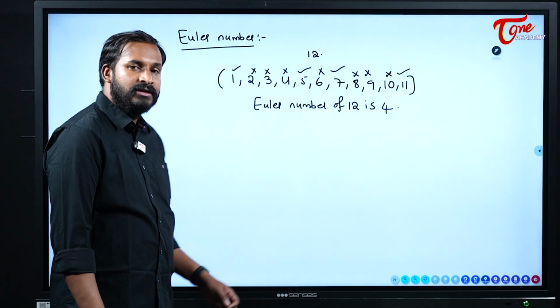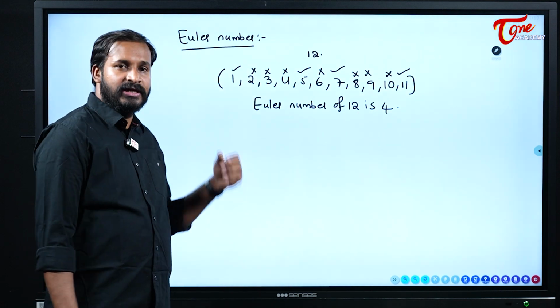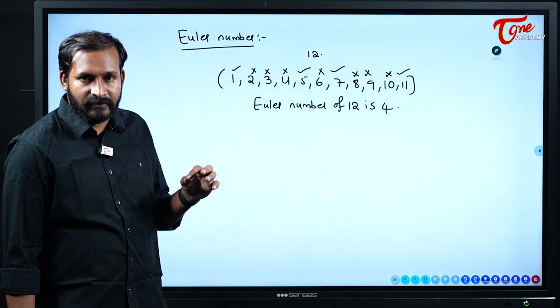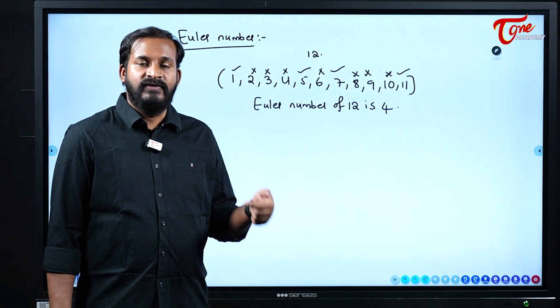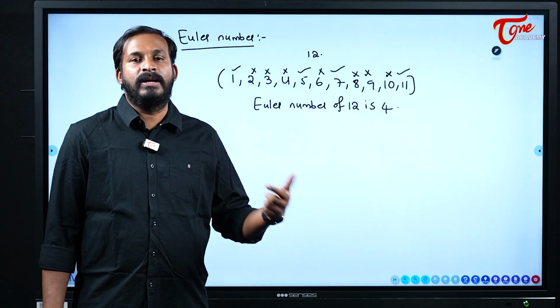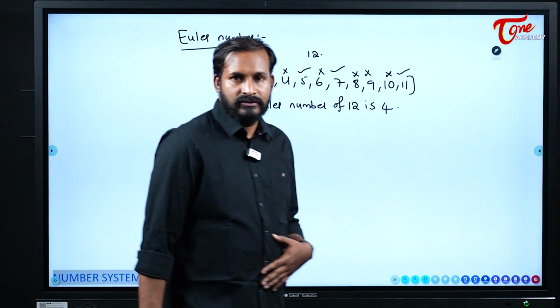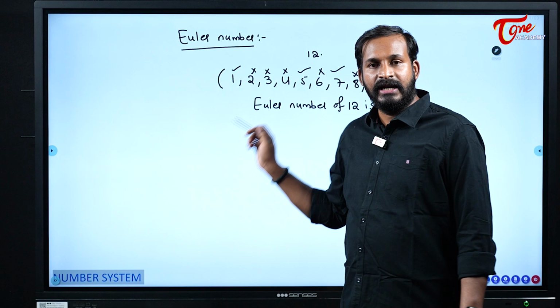In this manner we will write the Euler numbers. Euler number means nothing but the number of numbers below the given number which are coprime with the given number. Like this, we call that the Euler number.